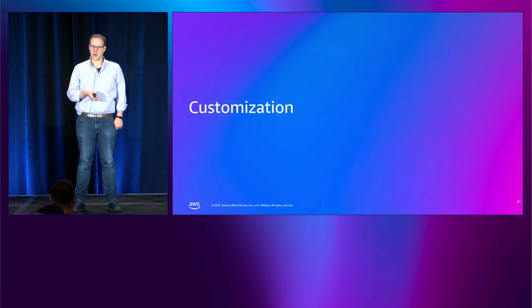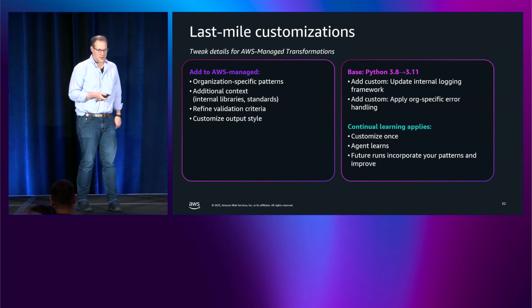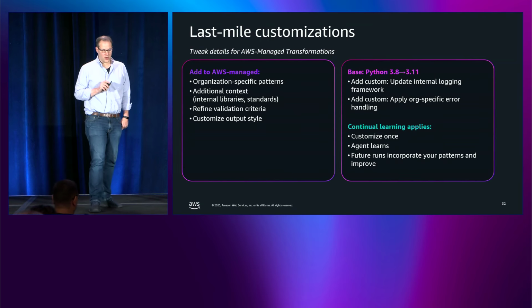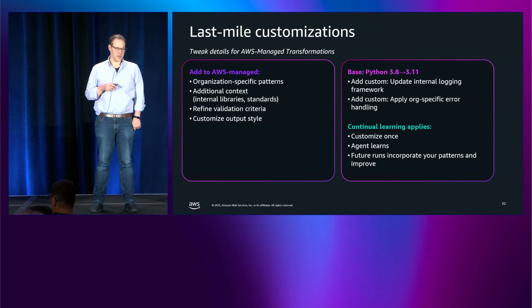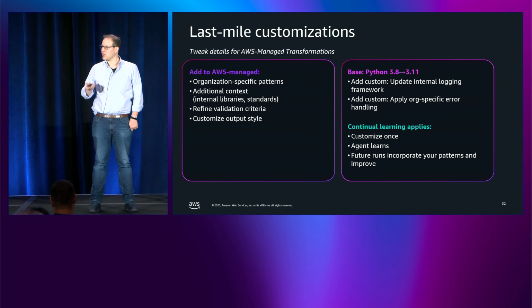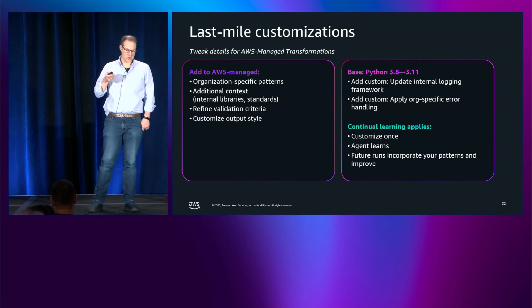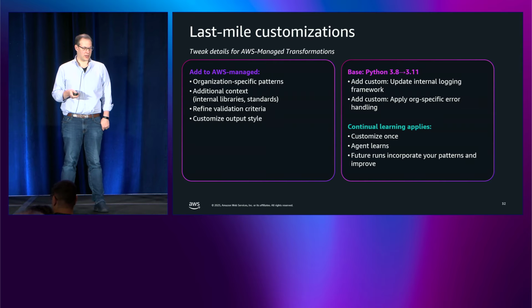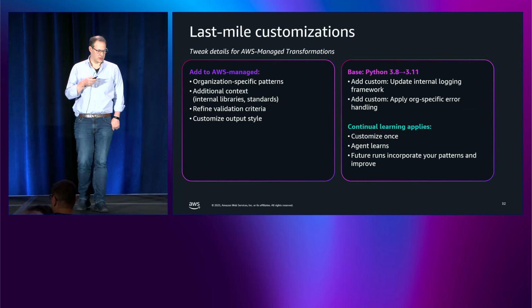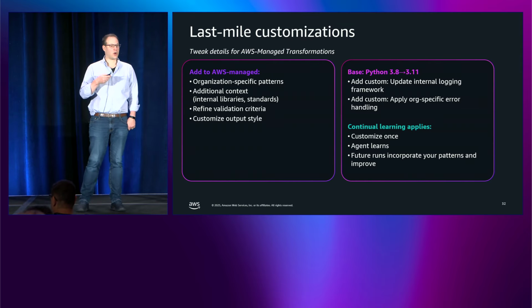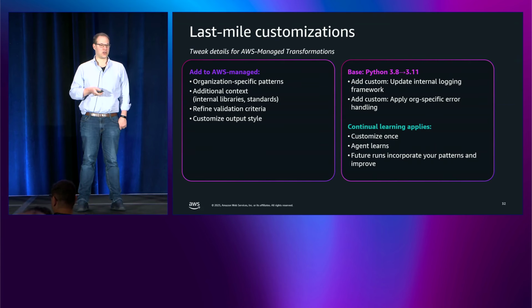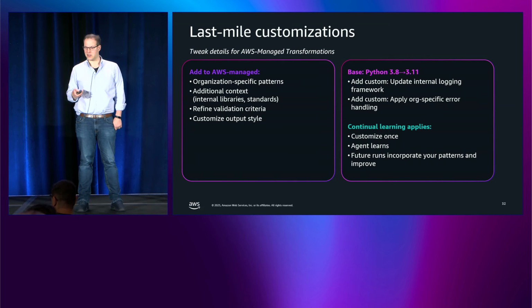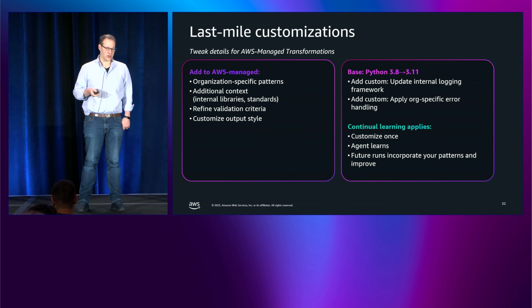Even for things such as job upgrades, you have your own target versions, your own framework, your own ways that you want to do things. So when you have an AWS managed transformation, such as the ones that come right out of the box, you actually also still probably need to add some additional customization. Things about your organization-specific pattern, internal libraries, output style. You may want to have your own validation criteria, like a special integration test or commands that you want the agent to run to make sure that things are working properly.